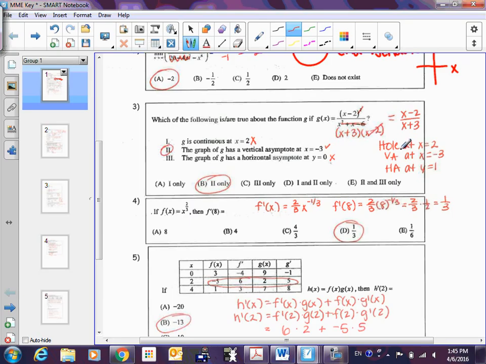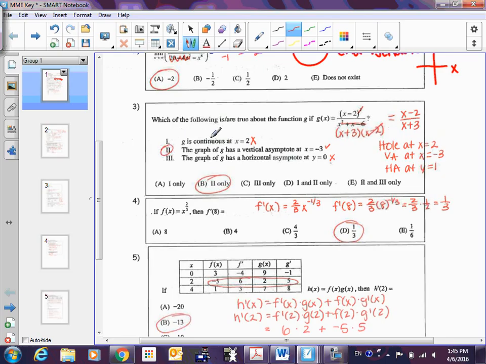Does anybody remember the technical term for that? Which type of discontinuity? I'll tell you, there's 2 options, removable and non-removable. Removable, because it cancels out, right? You remove the hole when you do the problem. A vertical asymptote is called a non-removable discontinuity. So both of these are discontinuous.